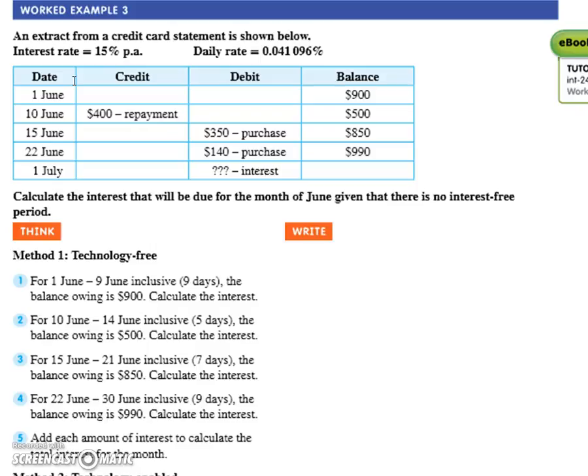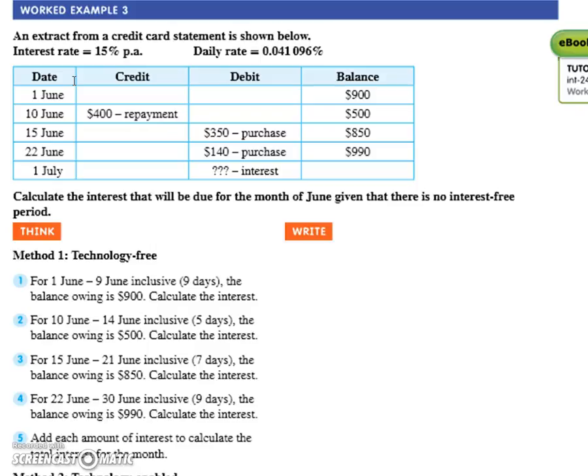Then the next one, you'll notice credit and debit, they're in different columns. The next debit, there was a $350 purchase. So now they owe $850. Then they borrowed another $140. So it's $990. What we have to calculate is the interest.